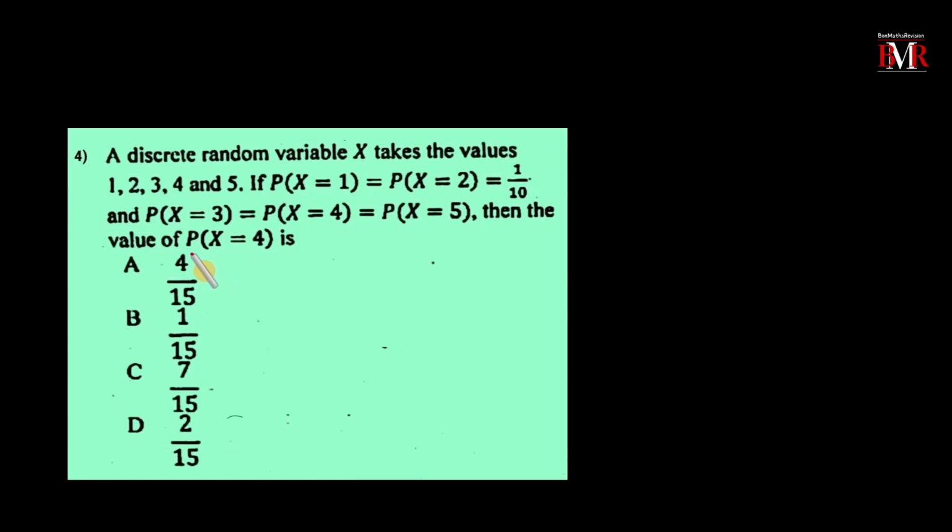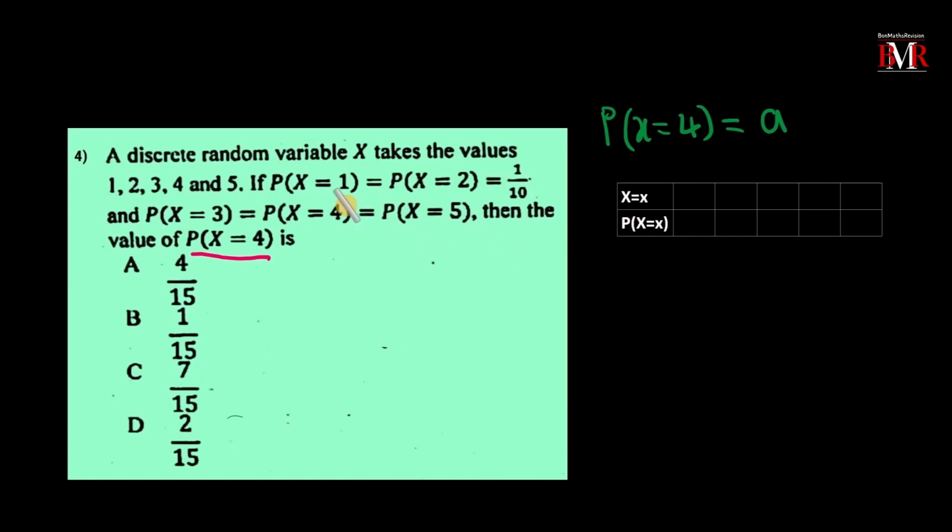Here we are required to calculate the probability of x equals 4. Now let us say the probability of x equals 4 is equal to A, that is a value we don't know. Now let's bring out a table of the values of x and their corresponding probabilities as given in the equation. Thus, a table like this. I know the values of x are 1, 2, 3, 4, 5, as in the question. And for x equals 1 and x equals 2, their probability is given as 1 over 10. That means here we have 1 over 10 and here 1 over 10. For p of x equals 3, p of x equals 4, and p of x equals 5, the probability is not known.